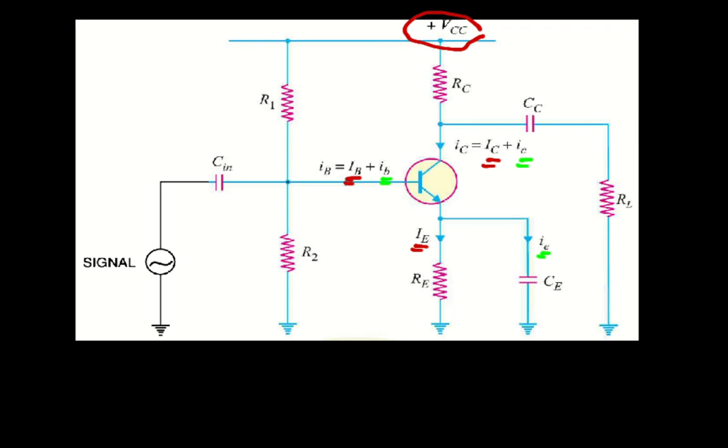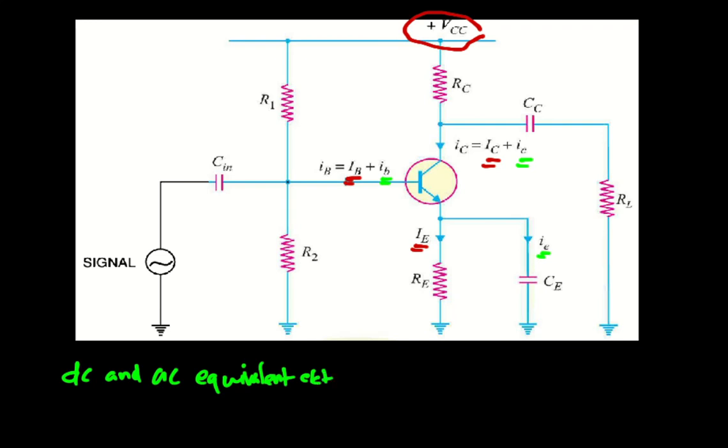So for that we will consider the DC equivalent and AC equivalent circuit of the common emitter transistor amplifier. It is always better to replace any circuit which has both AC and DC conditions by its DC and AC equivalent circuits. In this lecture we will consider the DC equivalent circuit of a common emitter transistor amplifier.